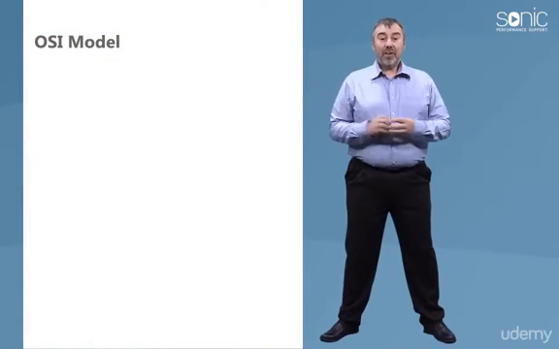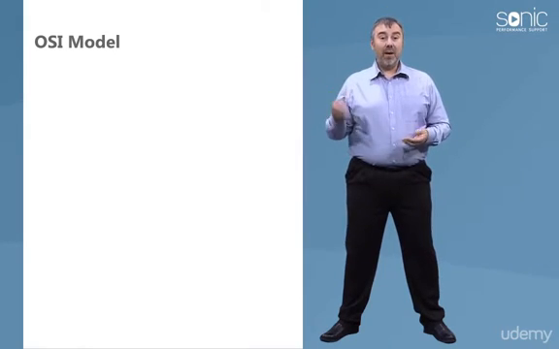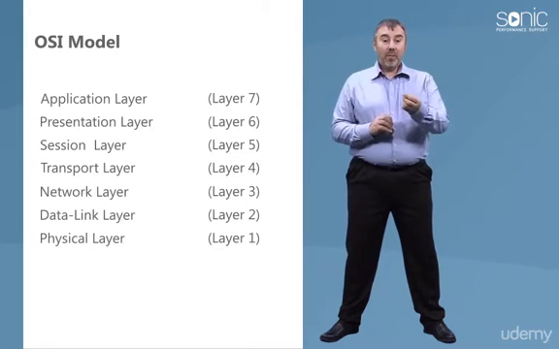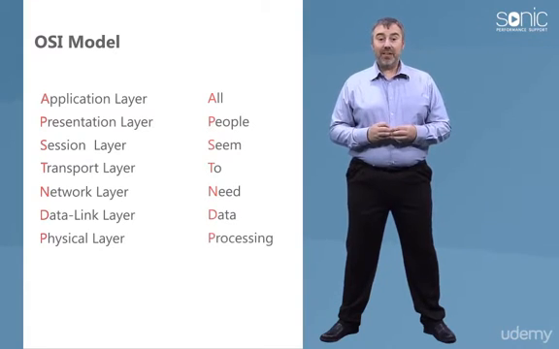Let's take a look then at the OSI model. The OSI model lays down and controls how data flows out of one host system across a network and is then taken up and absorbed back into another host system. It uses 7 layers. One of the ways we can remember these layers is by using the mnemonic, all people seem to need data processing.